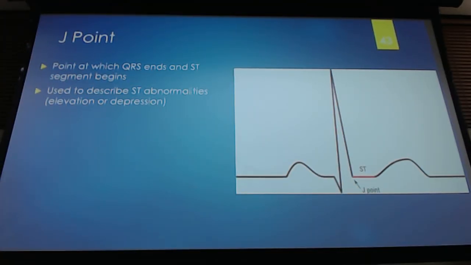We have the J point. The J point is the point between the QRS complex and the beginning of the ST segment. The J point is really important because this is the area we look at to tell us if the ST segment is elevated, so above baseline, or depressed below baseline.